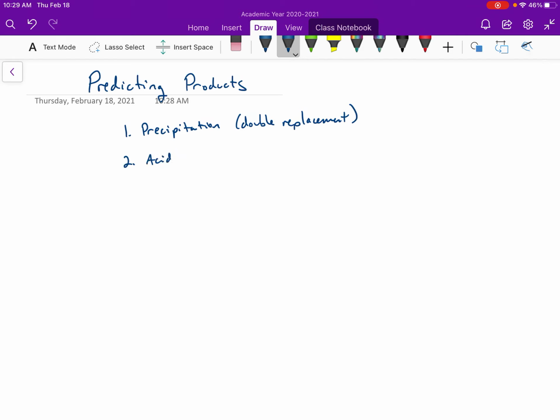an acid base, or a redox. And redox usually includes synthesis, decomposition, and single replacement.